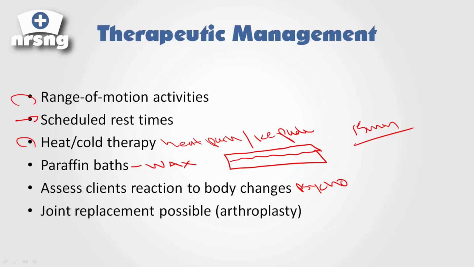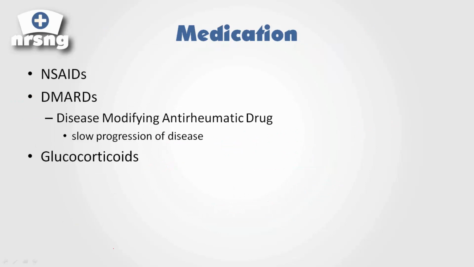One last therapy we can provide to our patients is arthroplasty. That's actually joint replacement. That's a last resort if the patient's not able to find any sort of relief otherwise. The medications we can give for this are going to be NSAIDs, DMARDs, and glucocorticoids. The entire goal of medication therapy is going to be to decrease swelling and inflammation, okay? And that's what each of these medications are given for.